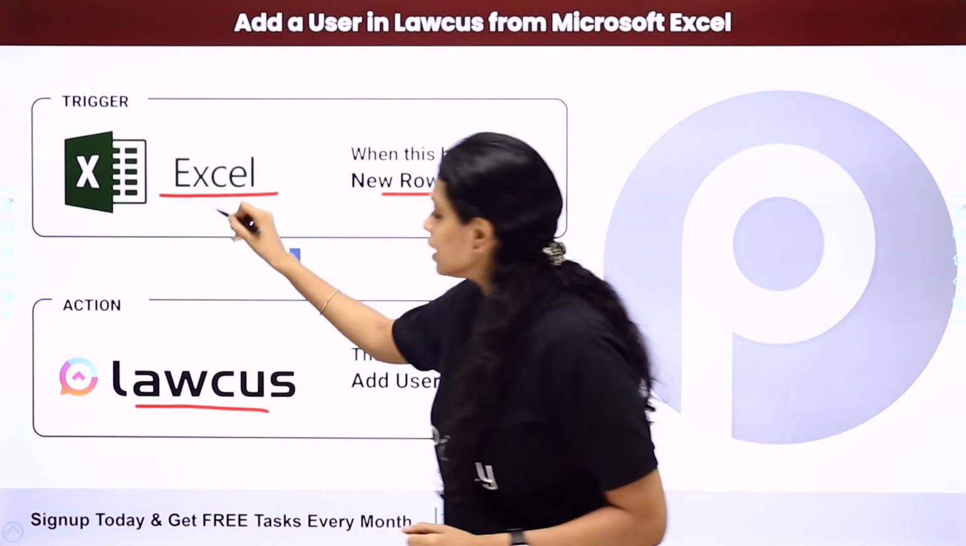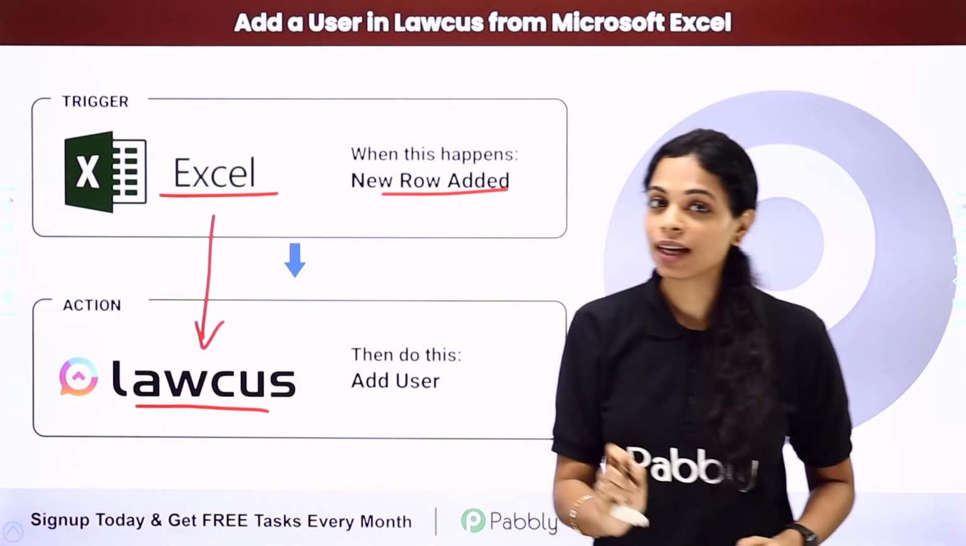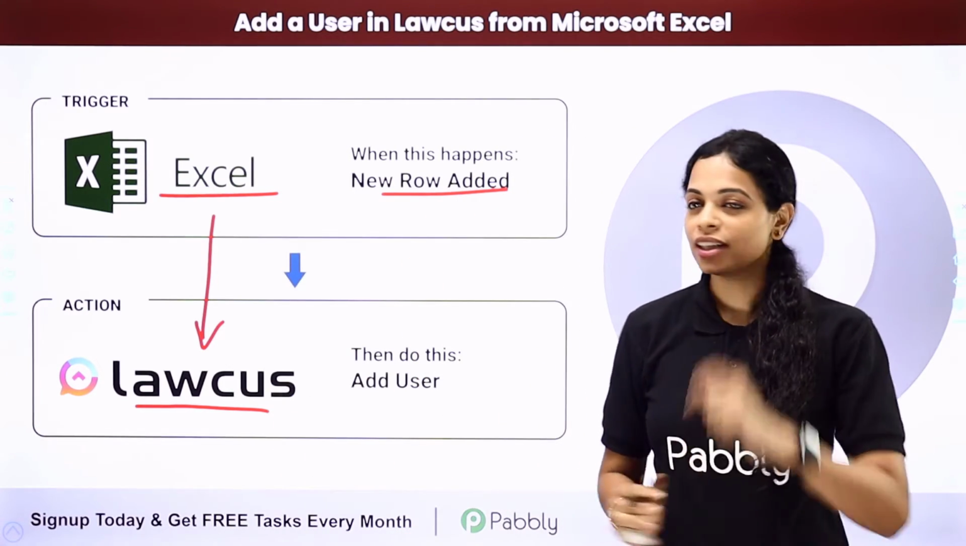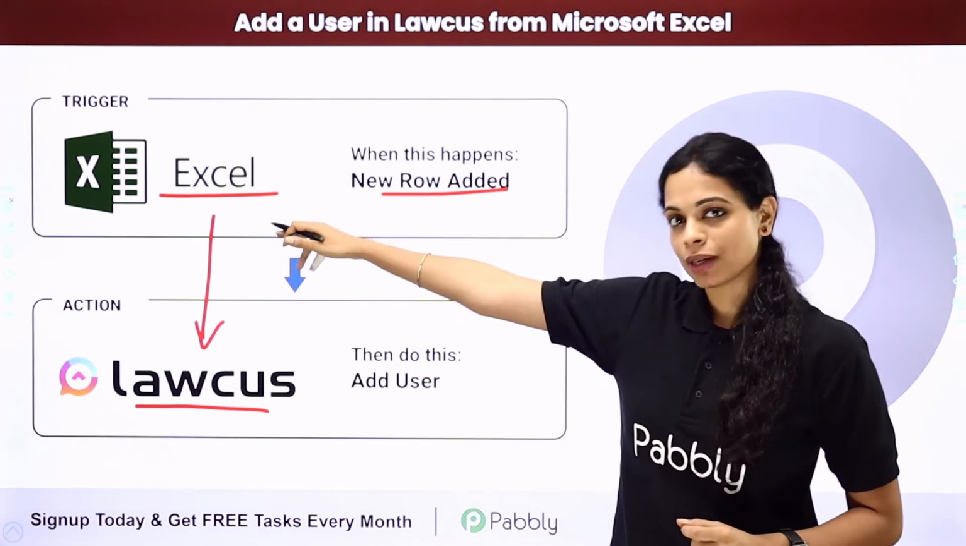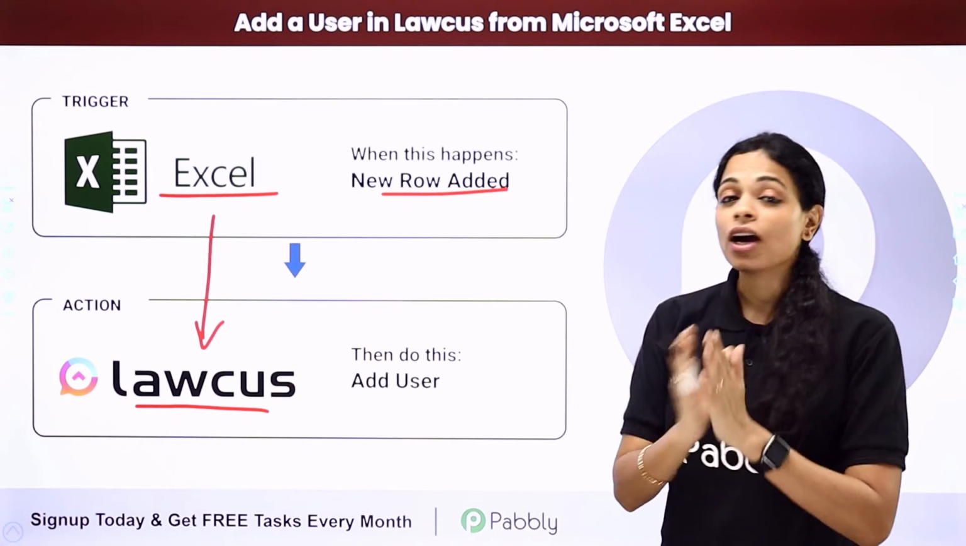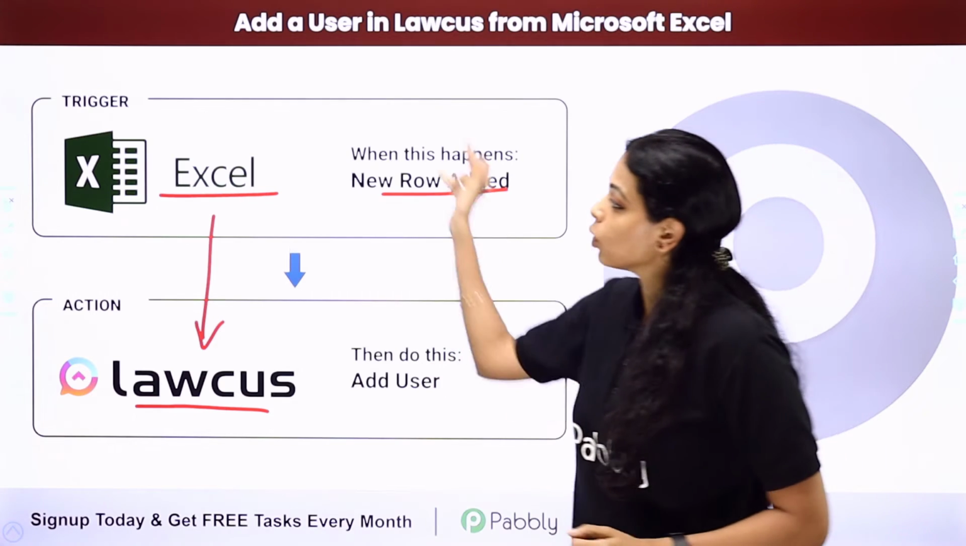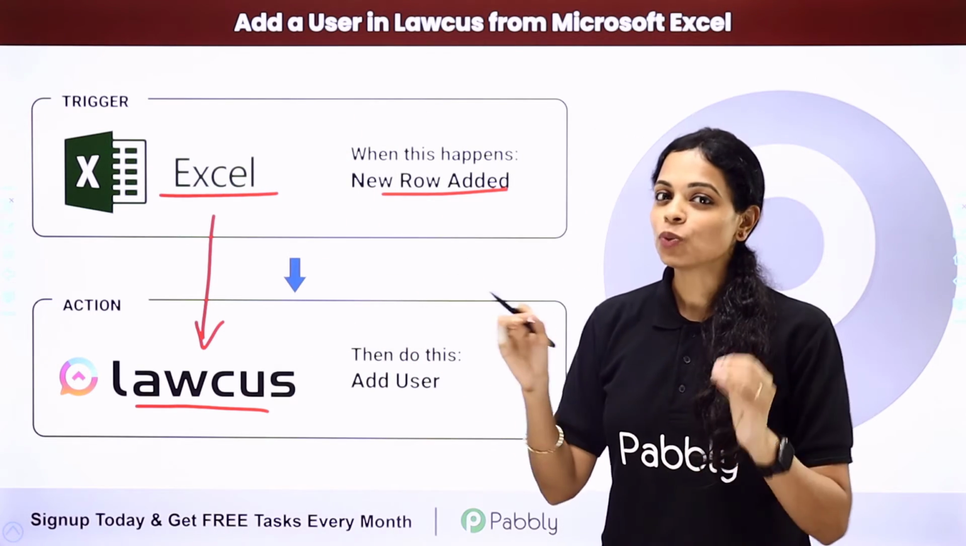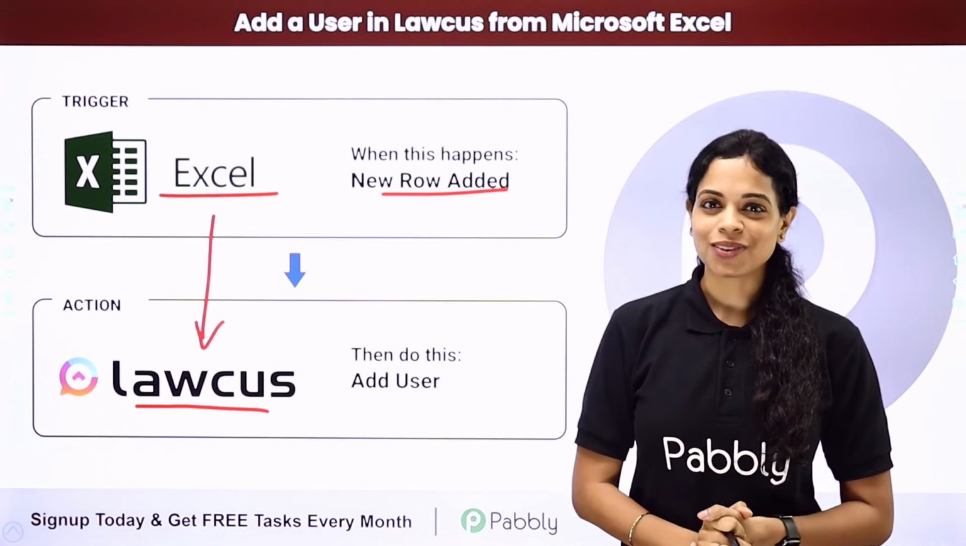For this, you will have to integrate these two applications, and the same can be done using Pabbly Connect software. Here, your trigger application would be Microsoft Excel and your action application would be Lawcus. Now, how can you do this yourself and automate this entire process? To understand that, let me take you to my screen.